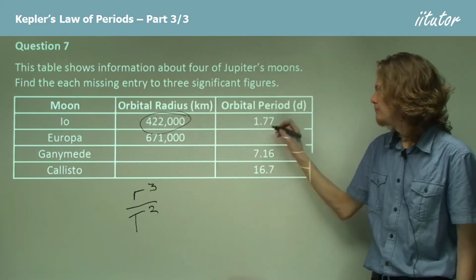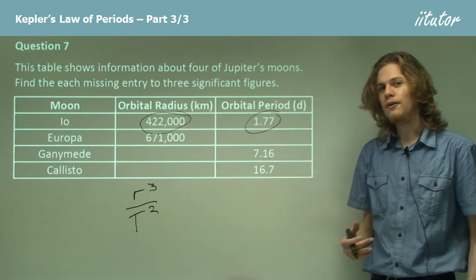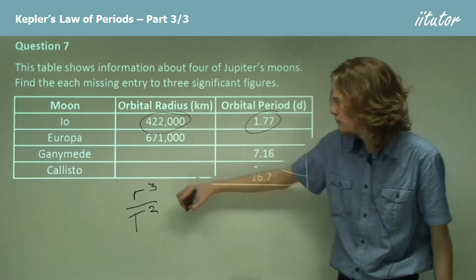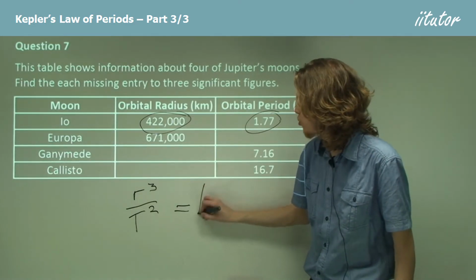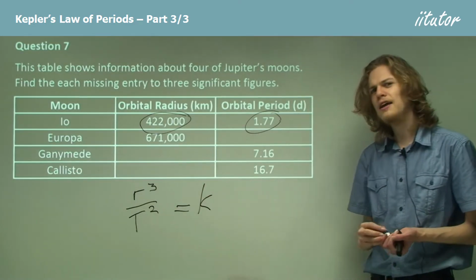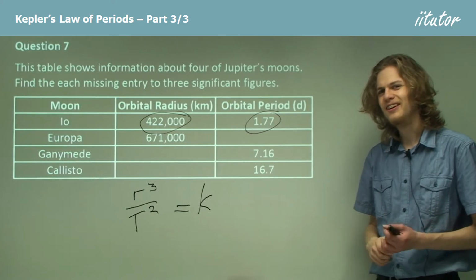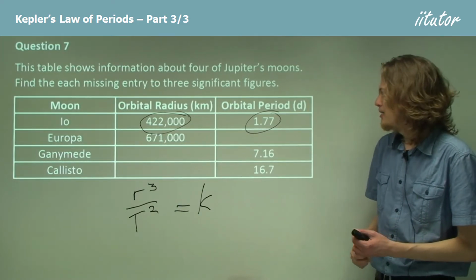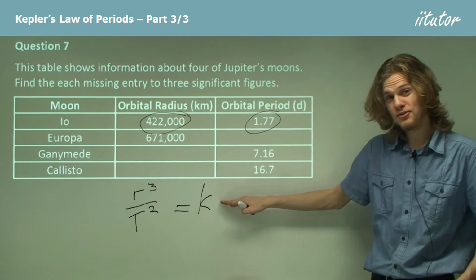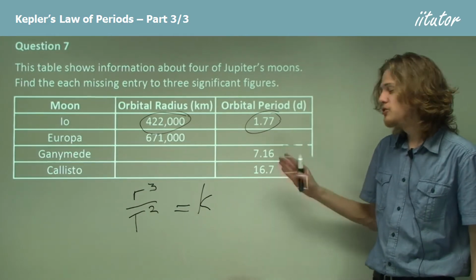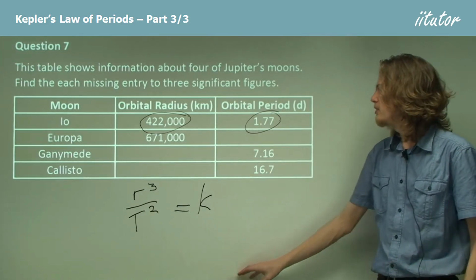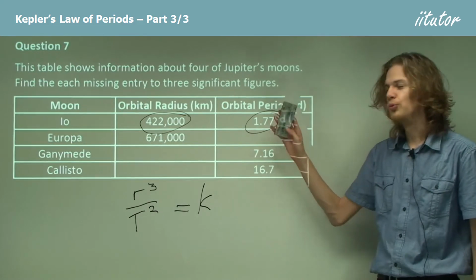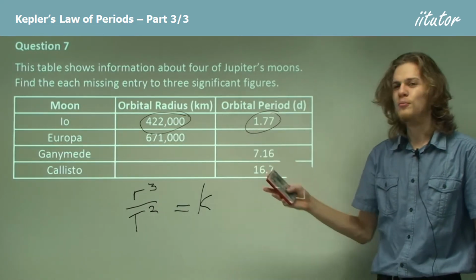So by using the first entry in the table for Io, we can substitute in r and substitute in T and receive a constant, which for the moment I'll just call k. K for constant, of course. I was never very good at spelling. Alright, so now that we have this constant, we can use it to figure out the orbital periods and orbital radii of the other moons.